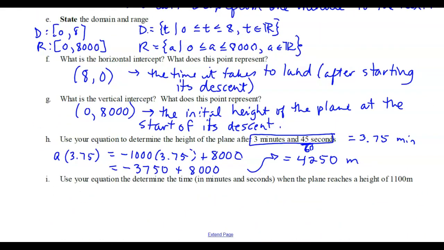Okay, then use your equation to determine the time in minutes and seconds when the plane reaches a height of 1,100. So now that's our A value. So 1,100 equals negative 1,000 t plus 8,000. So bring the 8,000 to the left. And so that's going to be negative 6,900.